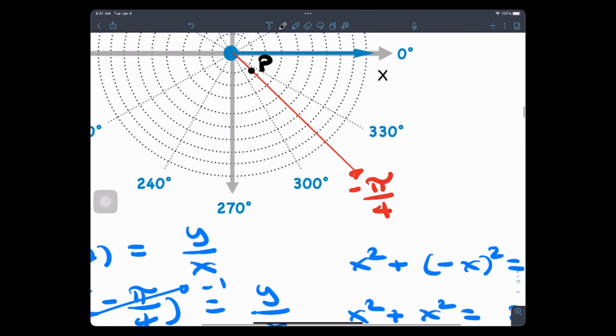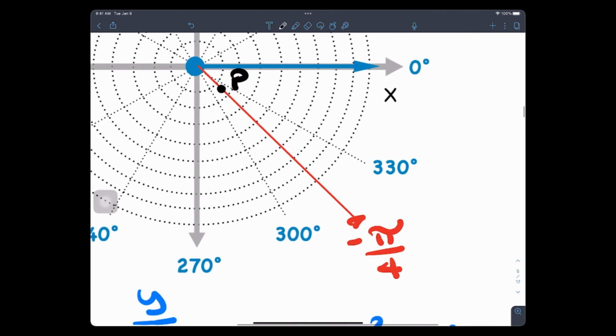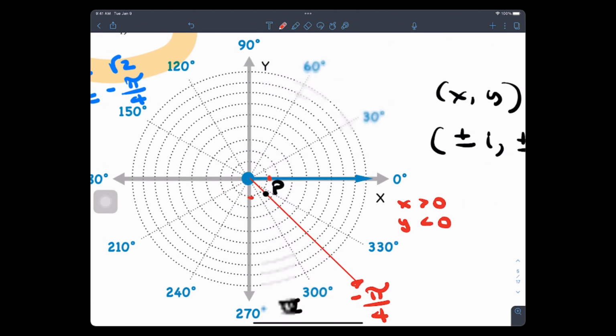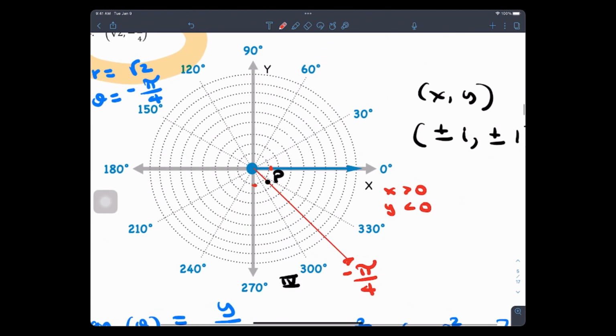However, you say, my point is in quadrant what? 4. What do you guys know about quadrant 4 again? Your x-coordinate is what? Positive, and your y-coordinates are negative because you're going to the right for this location, and you're going down, right? So if x is positive, that means my solution is positive 1. If y is negative, that's negative 1.